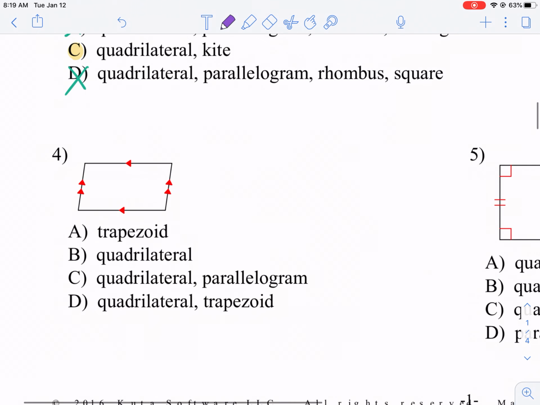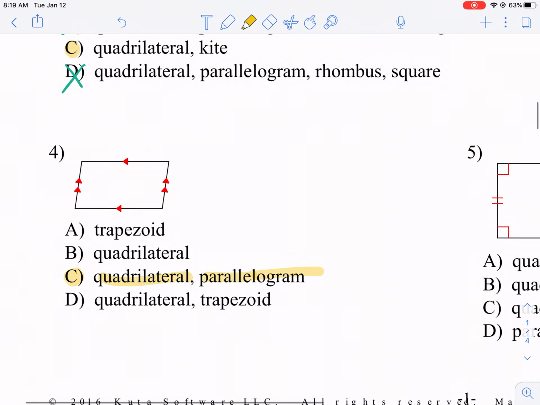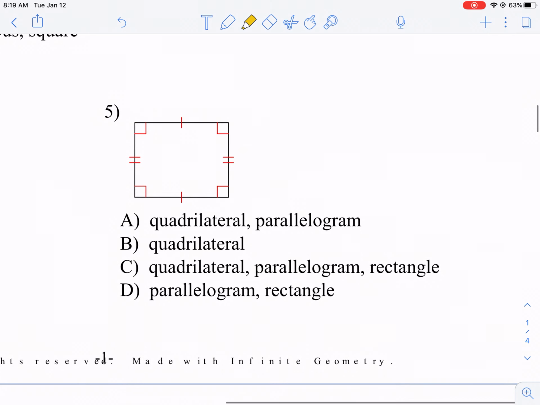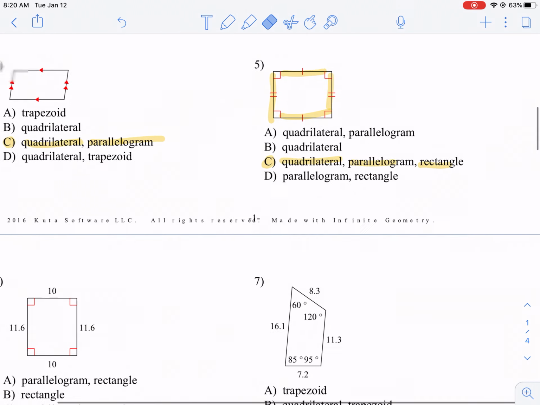Number four, we have opposite sides are parallel. That means it's going to be a parallelogram, and it's also going to be quadrilateral. And there we go. A is a bad choice all around because a trapezoid is a type of quadrilateral. Number five, we have here, it's four sides. Opposite sides are congruent, so we know it's going to be a parallelogram. Okay, so it's either A or C. But it's also a rectangle because all the angles are congruent. So it is letter C. Oh, I didn't see D, but quadrilateral includes all of them.